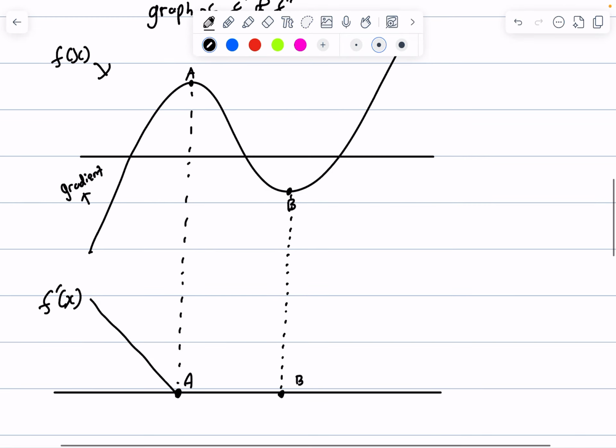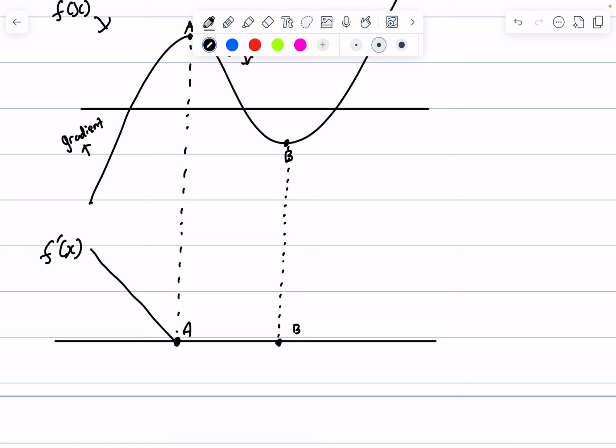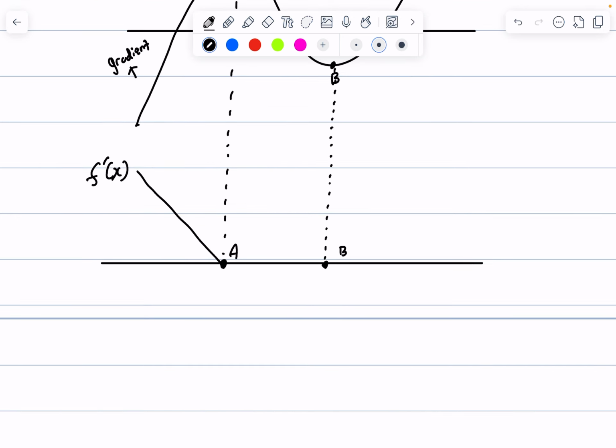And then after that, between A and B, we can see that the gradient is going down. And because of that, the gradient will have to be negative as it is going down. And then we do something like this because it has to connect back to B. So we can just draw a very crude line like that.